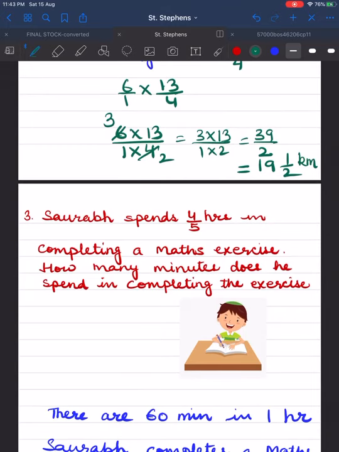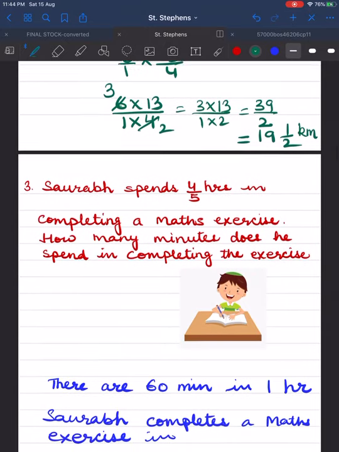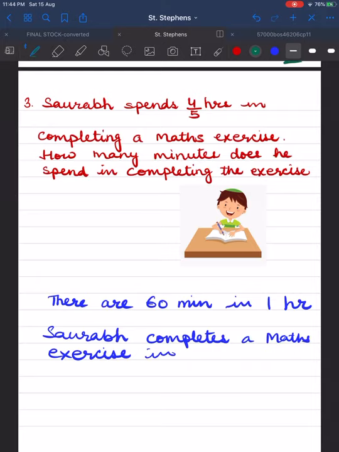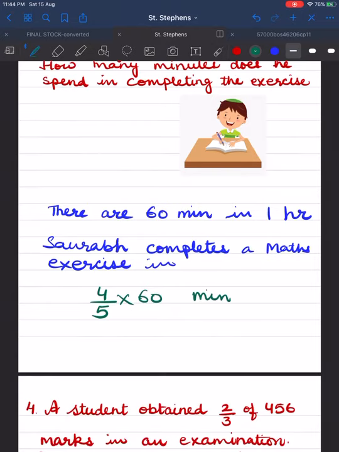Now let's move to third. Saurabh spends 4 upon 5 hours in completing a maths exercise. How many minutes does he spend in completing the exercise? Now children, we know 1 hour is equal to 60 minutes. So Saurabh completes the maths exercise in 4 upon 5 into 60 minutes.